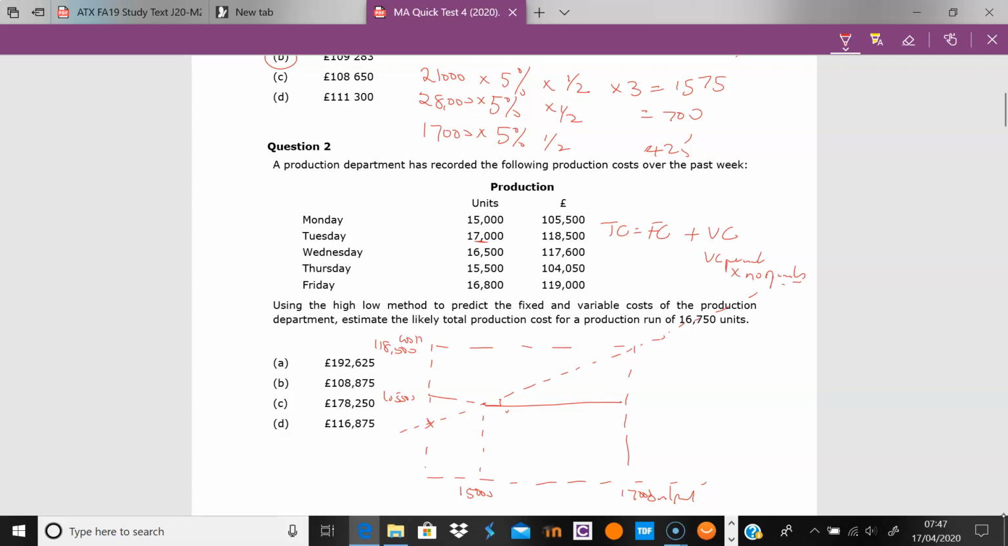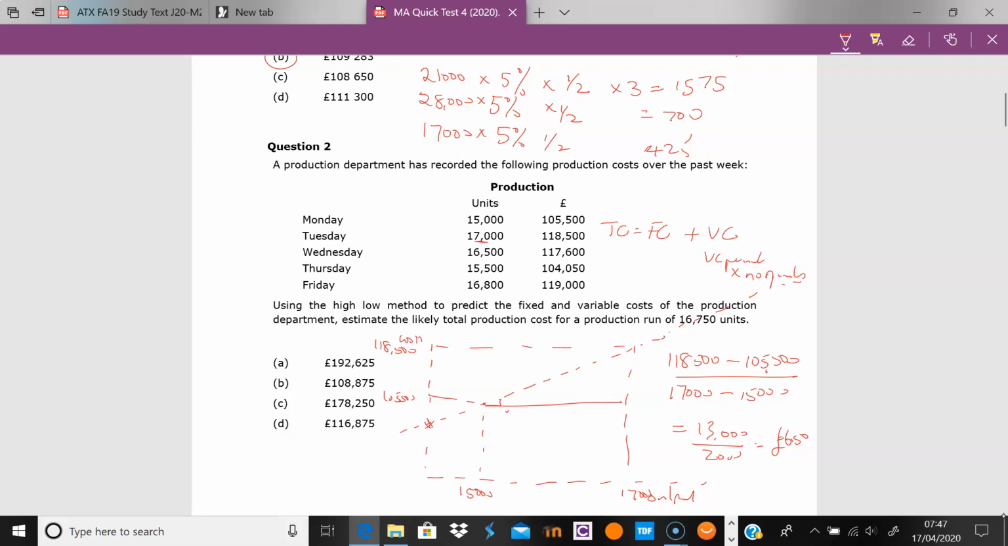So that variable cost must be this difference: 118,500 minus 105,500, divided by 17,000 minus 15,000. So when you do this, 118,500 minus 105,500 is equal to 13,000, and 13,000 divided by 2,000 is equal to £6.50. So the variable cost of making each unit is £6.50.